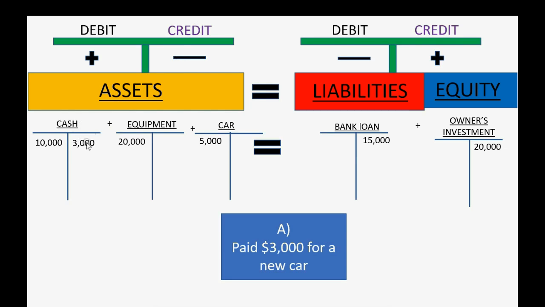But you can't make a credit without a debit. Now the transaction says the other account is the car, and car is an asset, and we have more car as a result. So if car is an asset and we have more, the diagram says we put the plus on the debit side. So for transaction A, the answer is cash credit and car debit $3,000, and the fundamental accounting equation stays equal.